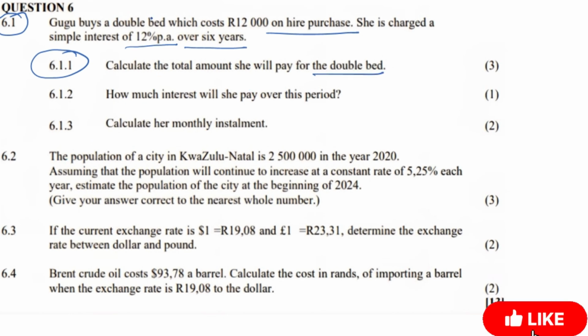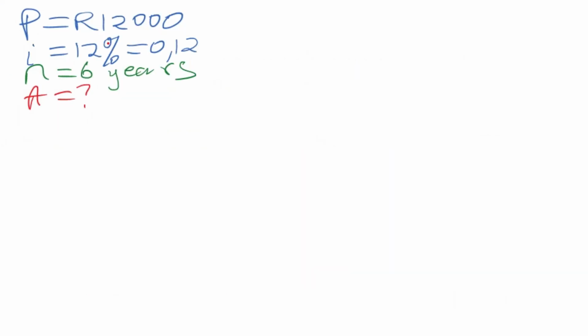So before we do any calculations, I will advise everyone to first write something I call the shopping list. It's something that you are given there. So let us go ahead and do that. This is the shopping list that we have. The principal amount we are having 12,000. The interest rate we are having 12%, which we divide by 100 to give us 0.12. And then time period we are having 6 years, and we are looking for A.